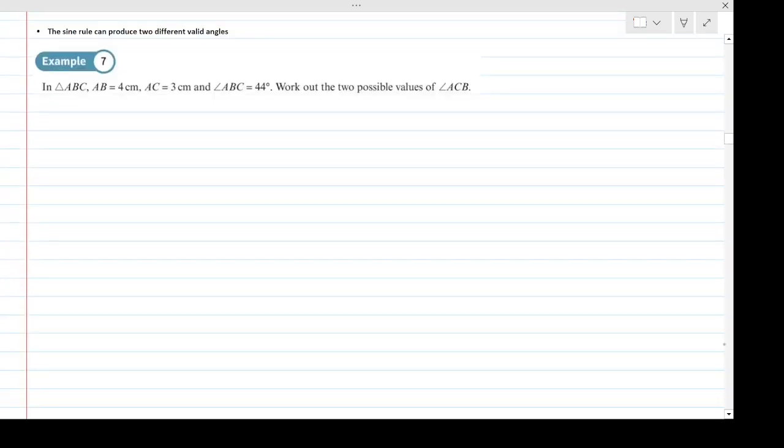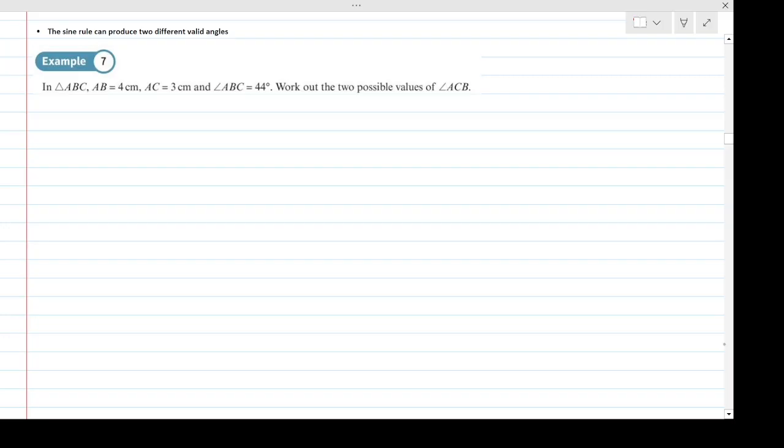Right, okay, let's have a look at this question then. In triangle ABC, AB is 4, AC is 3, and angle ABC is 44. Work out two possible values of ACB. Interesting, two values. Well, again, let's start with our strategy.